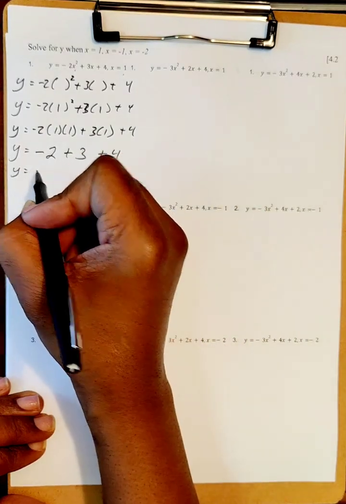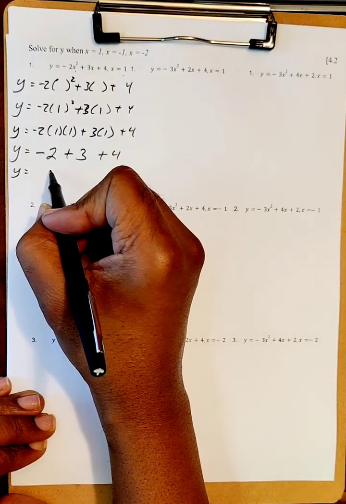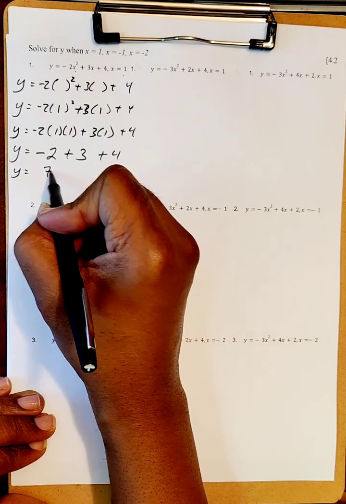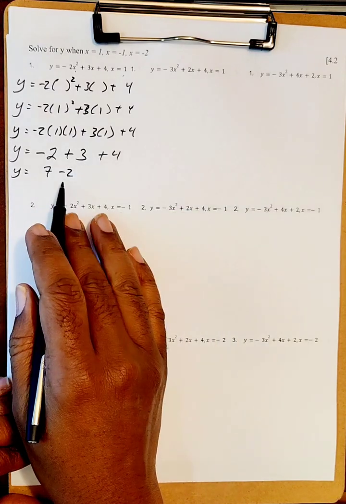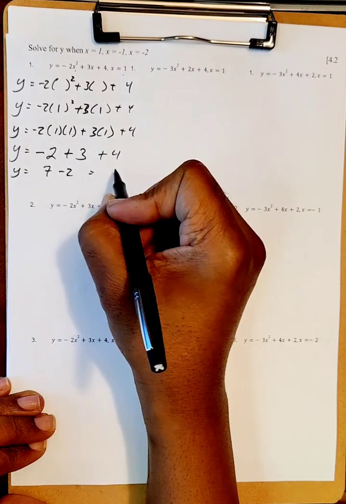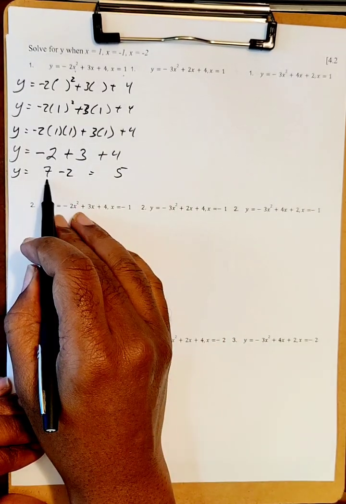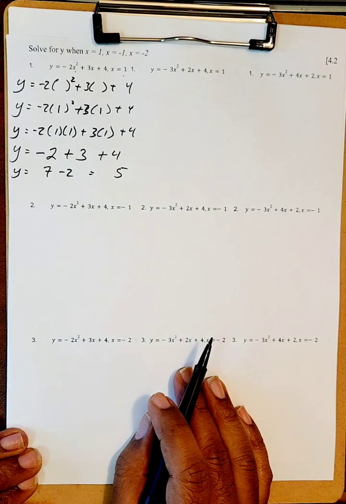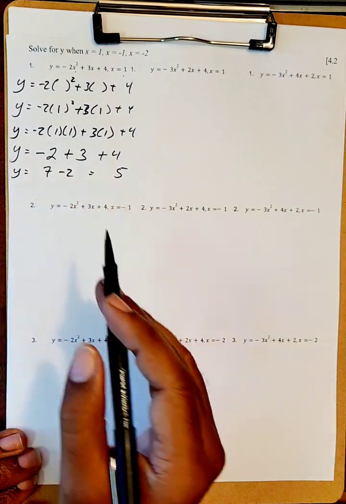Now the same signs will add, so we'll get a 3 and a 4, which will be 7, and a -2. Different signs subtract, so we're going to get 5, and it's going to be positive because the biggest number here is 5. Sorry, 7 is the biggest number.